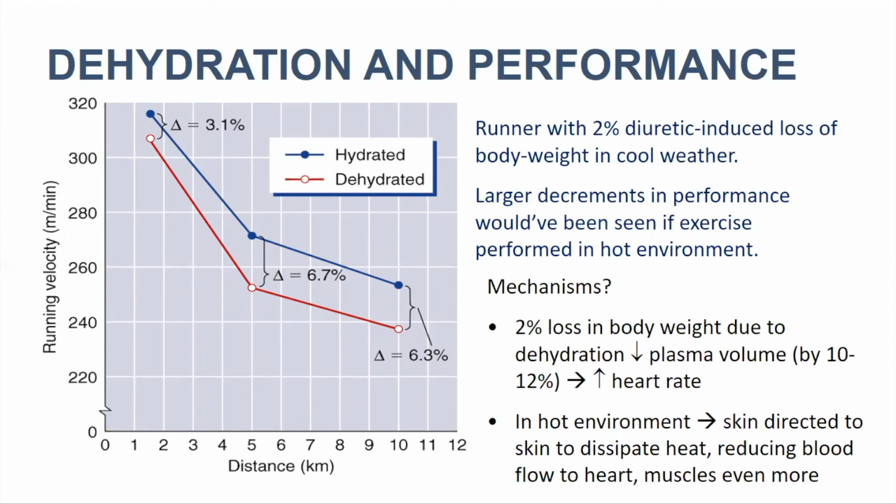Also, if these subjects were running in a hot environment, the blood would be redirected to the skin in an effort to dissipate the heat. So now we have more competition of blood between the working muscles and the skin. So the hydrated individual would be better equipped to handle the redirection of blood to the skin and working muscles versus the dehydrated subject.